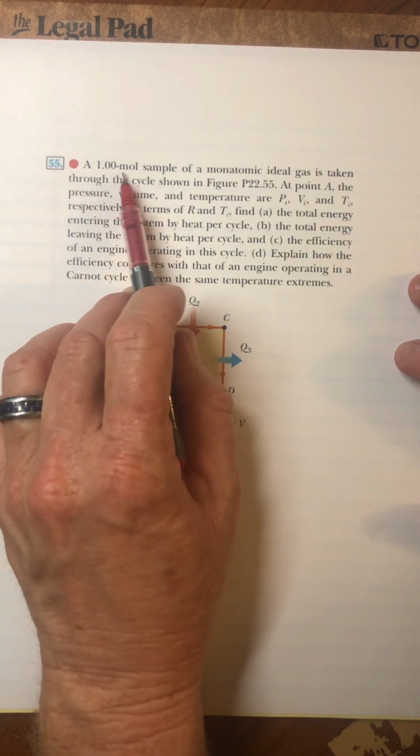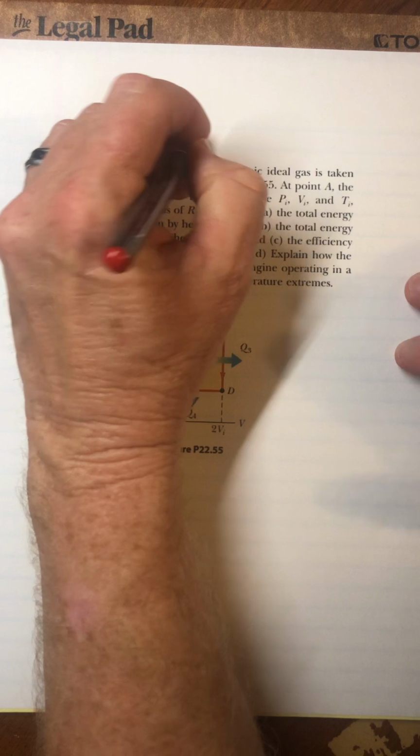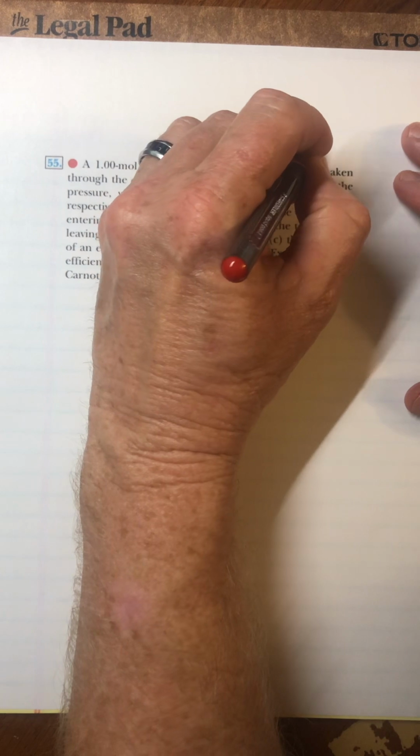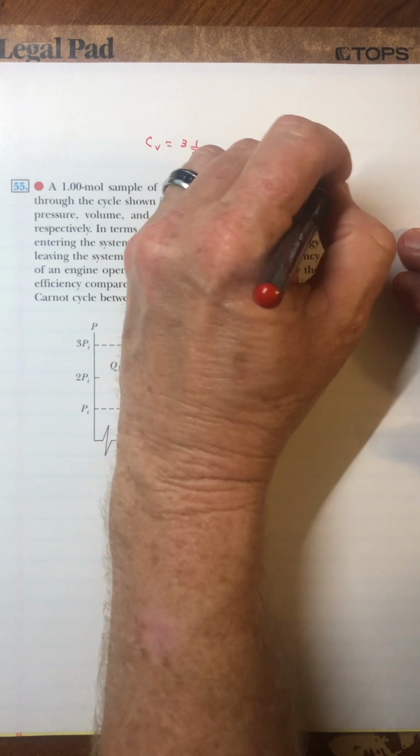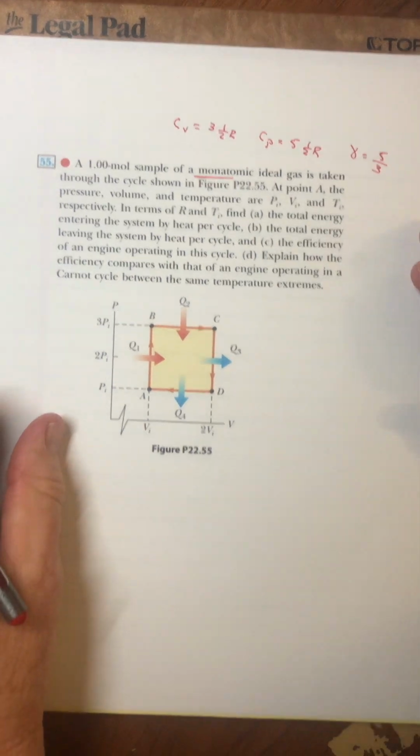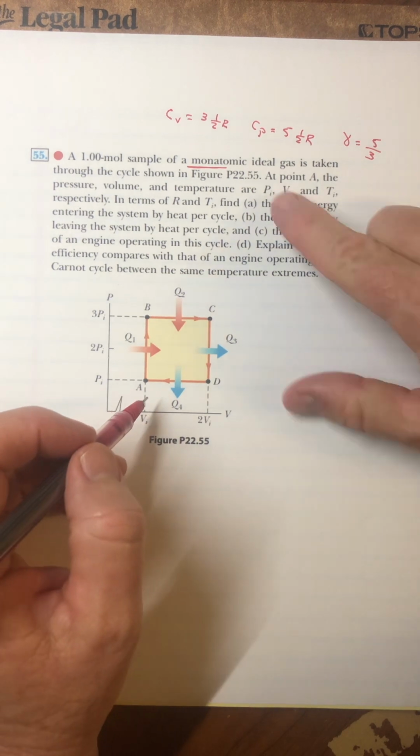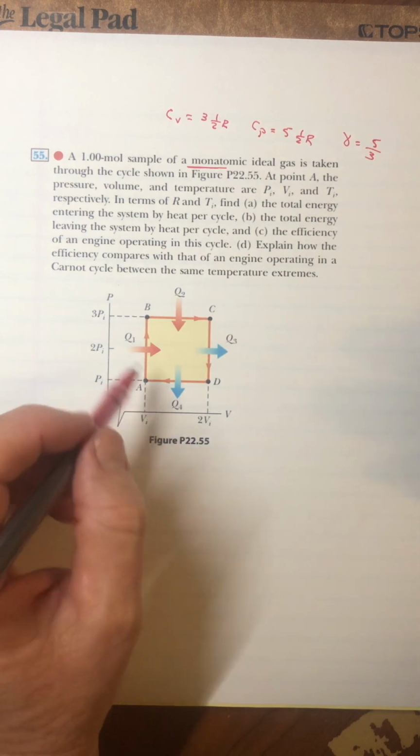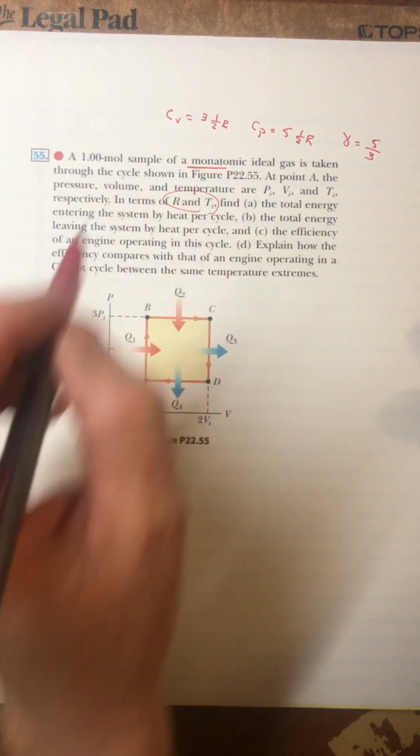But here it says 1 mole of a sample gas, and it's monoatomic. Okay, so keep in mind then C_V equals 3/2 R, 3 degrees of freedom. So C_P would be 1 more R above that, which would make gamma this ratio, and so that would be 5/3. Okay. The ideal gas is taken through a cycle as shown. So point A has a pressure, volume, temperature, P, V, T, respectively, in terms of R and T. So they want us to write it in terms of R and T.